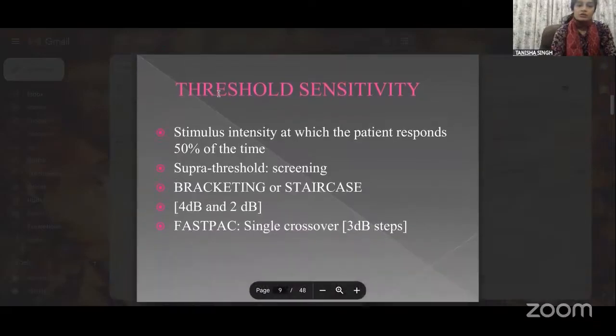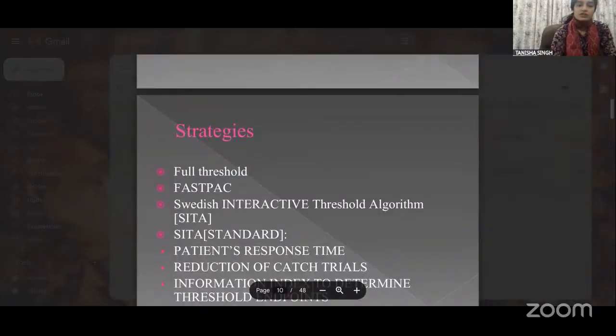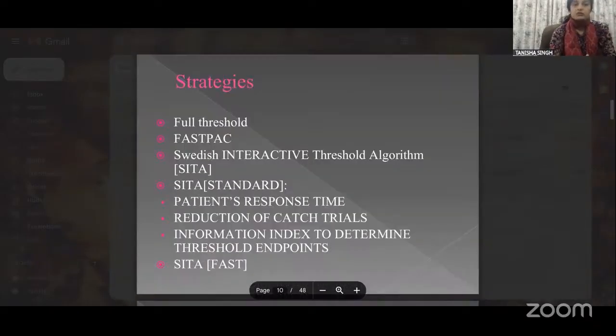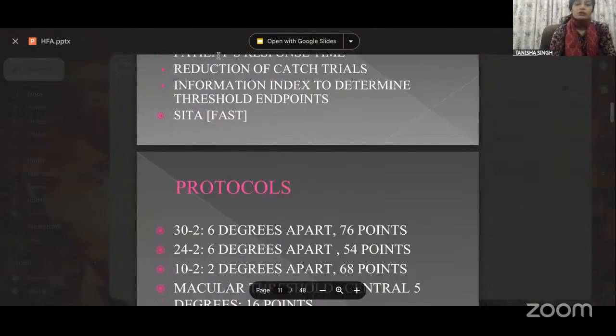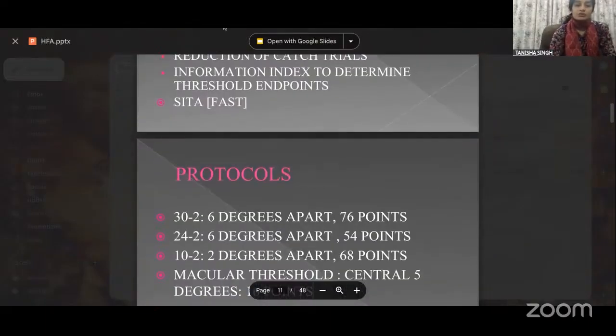Coming to the threshold sensitivity, there are several strategies. The basic ones that we use are the SITA Standard or SITA Fast. And the protocols can vary, from 30-2, where the dash 2 means the test points are 6 degrees apart.